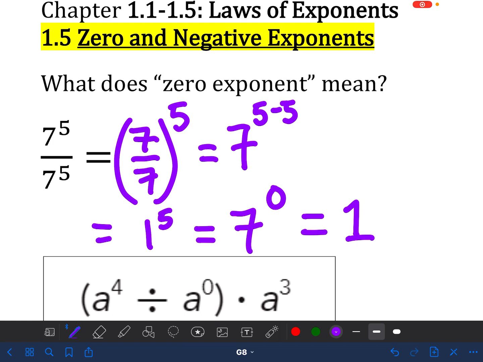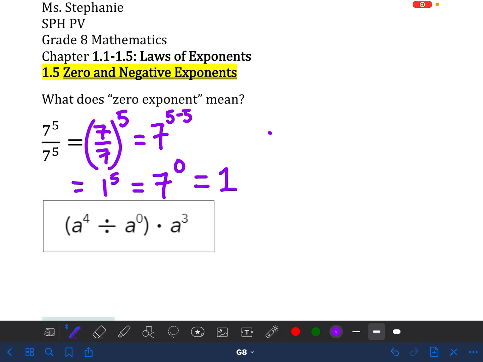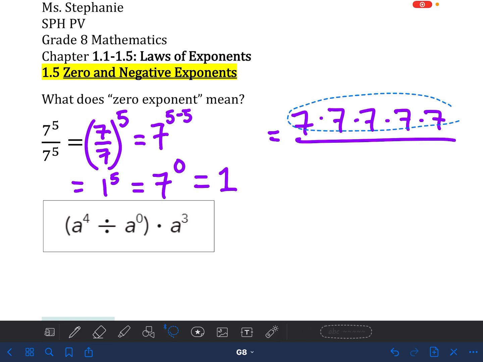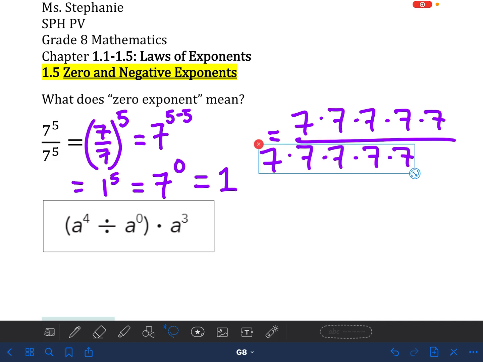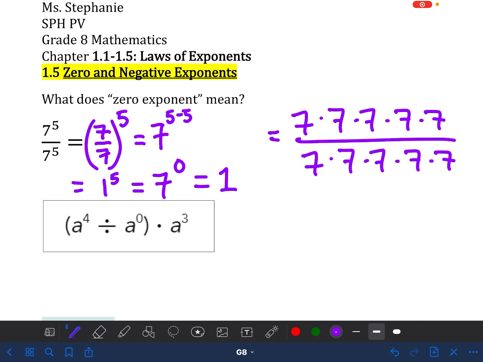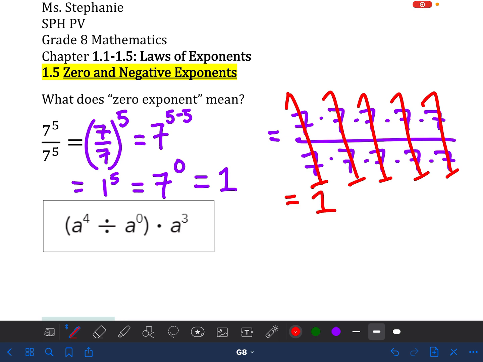Because of this: hold on, 1, 2, 3, 4, 5. If you were to cross them out, you'll be left with 1. So this is 1 times 1 times 1 times 1 times 1. So that's it. Zero exponent means 1.